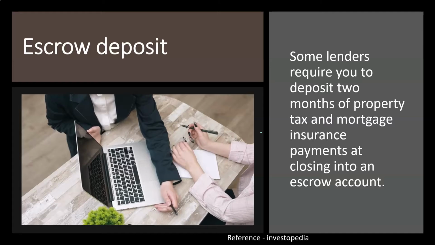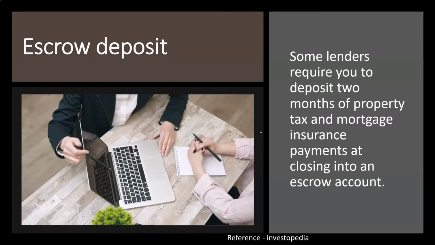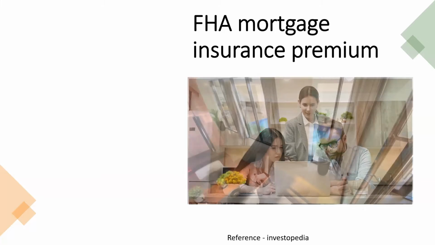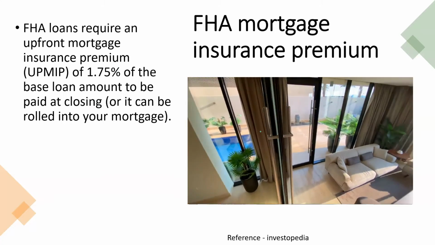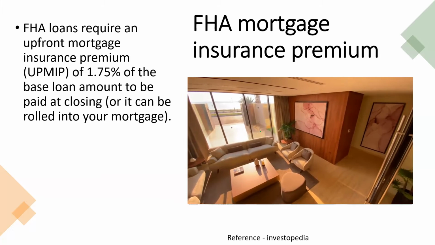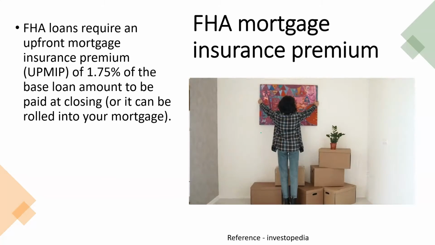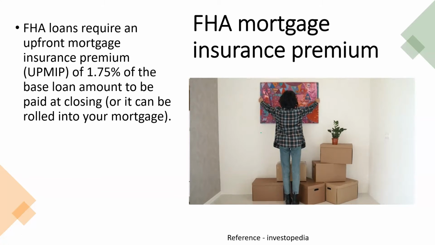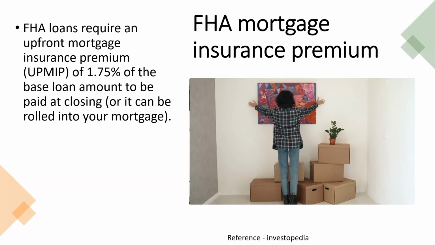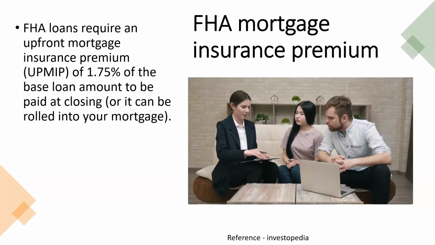So escrow deposit. Some lenders require you to deposit 2 months of property tax and mortgage insurance payments at closing into an escrow account, basically a holding type of account to make sure things go through properly. FHA mortgage insurance premium. FHA loans require an upfront mortgage insurance premium, UPMIP, of 1.75% of the base loan amount to be paid at closing, or it can be rolled into your mortgage.